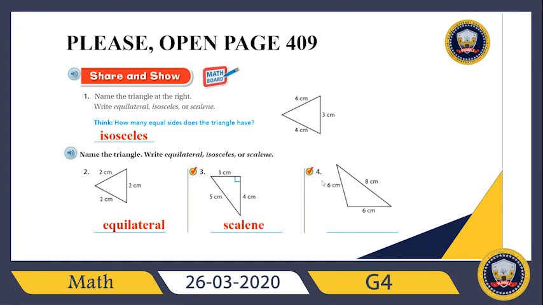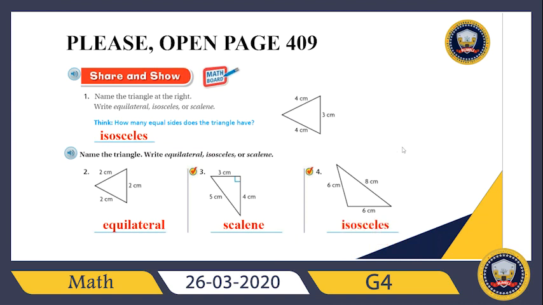What about the fourth question? Let's check the sides. 6 cm, 6 cm, and 8 cm. When I check this triangle, I can say it has 2 equal sides. If there are 2 equal sides, I know it is an example of an isosceles triangle. Good job.